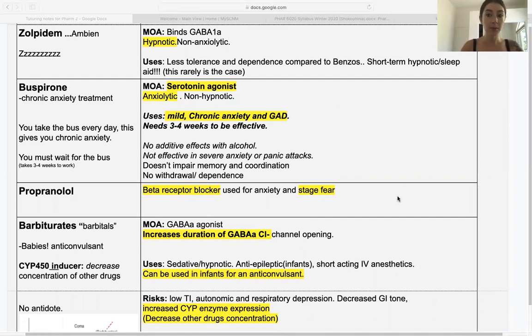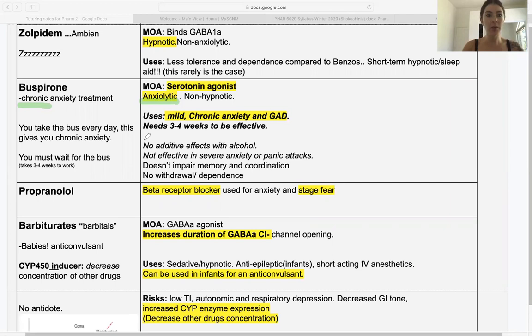Buspirone. Buspirone is different. This is a chronic anxiety treatment. It works by being an agonist of serotonin. Serotonin generally helps the patient feel good and have a sense of well-being. It's an anxiolytic, so it stops anxiety. And remember, it's used for this chronic anxiety, whereas alprazolam and diazepam are used in acute anxiety. Buspirone is used in chronic anxiety. GAD is generalized anxiety disorder.